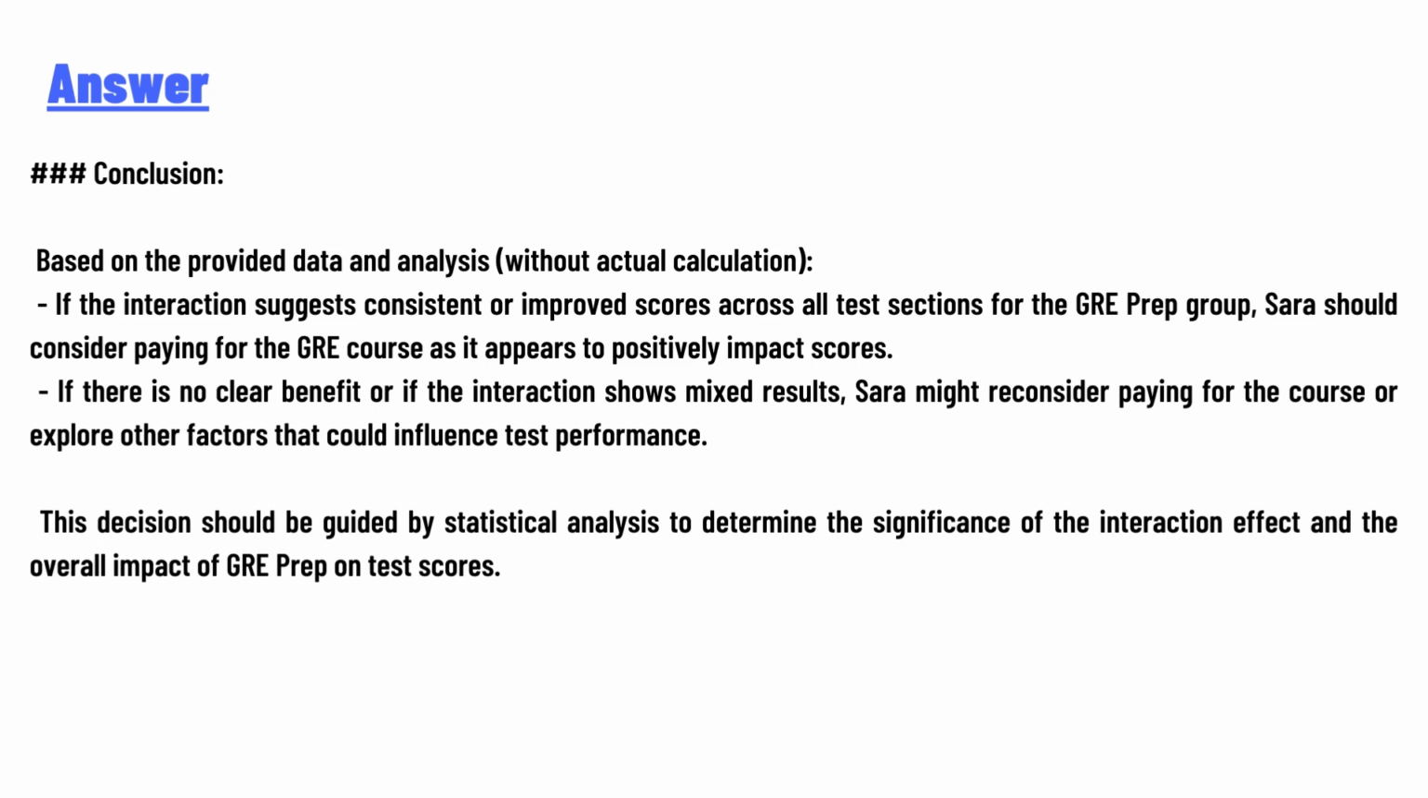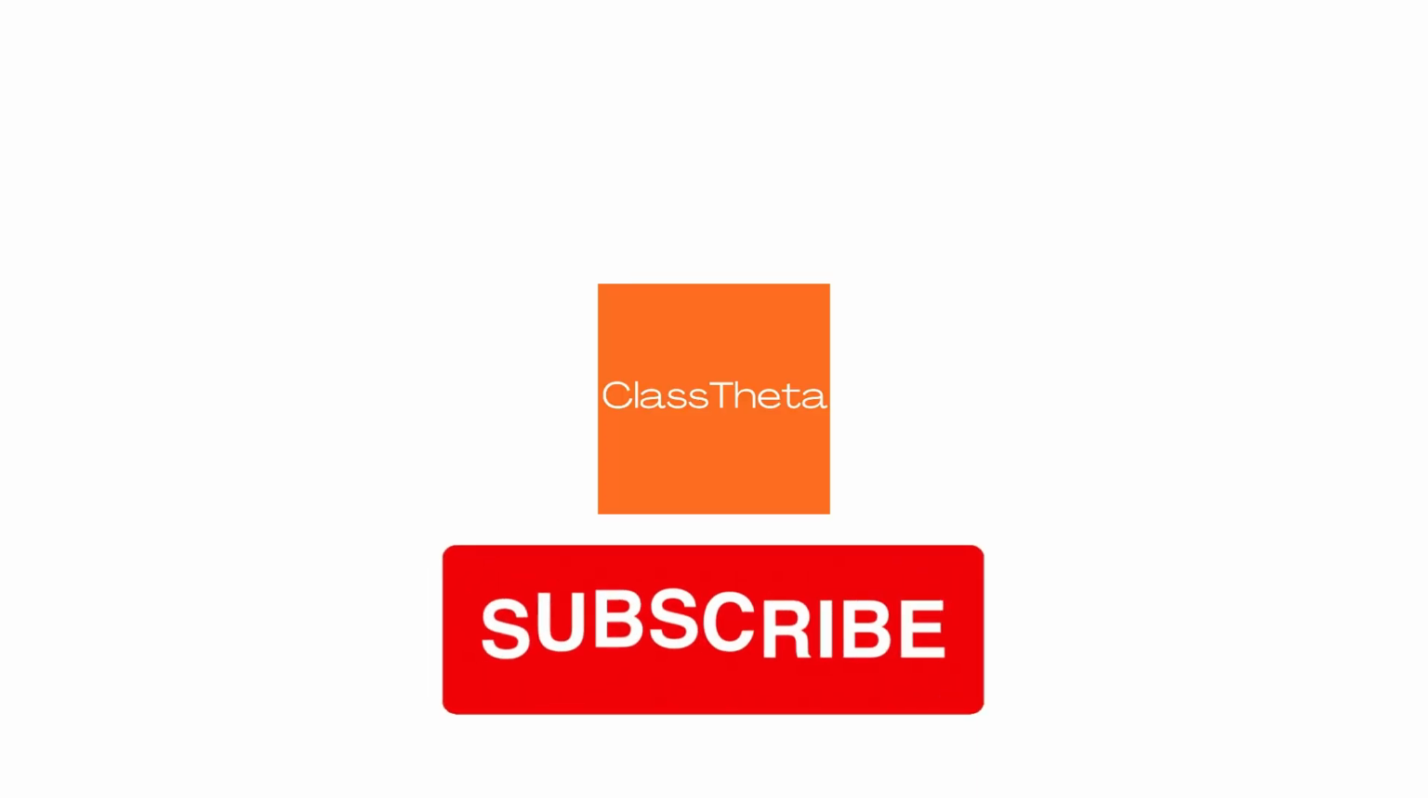If there is no clear benefit, or if the interaction shows mixed results, Sara might reconsider paying for the course or explore other factors that could influence her performance. This decision should be guided by statistical analysis to determine the significance of the interaction effect and the overall impact of GRE prep on test scores.